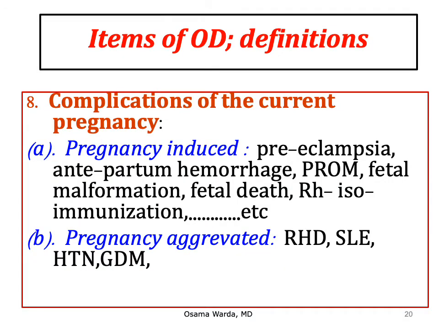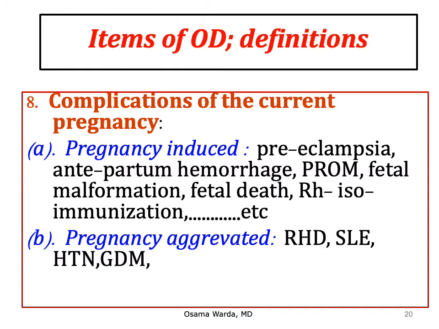We come to the last two items, which are the complications. Complications of the current pregnancy are either pregnancy induced, such as diseases that cannot be found except in pregnant women, as preeclampsia-eclampsia syndrome, antepartum hemorrhage, premature rupture of fetal membranes, fetal malformations, fetal death, Rh isoimmunization, and so on. The second item is pregnancy aggravated.